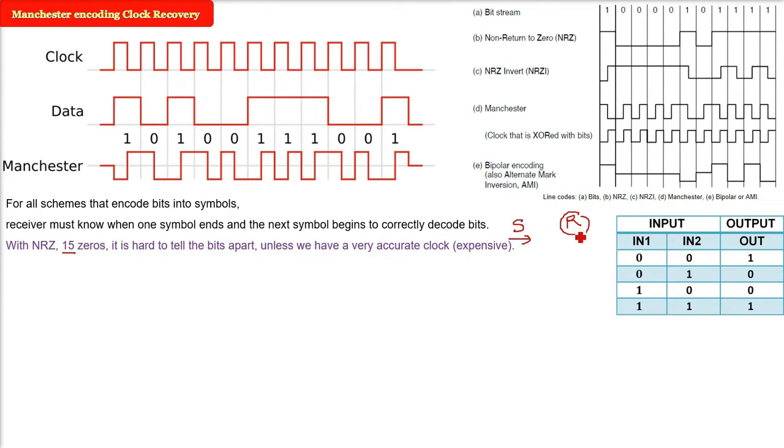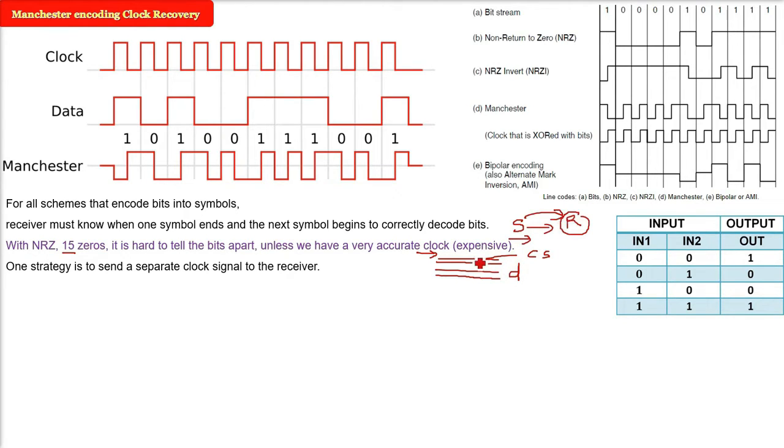So the only thought is we can have an accurate clock like we have in GPS, the atomic clock. Then it can easily tell where the symbol is ending. But it is very, very expensive. So the strategy would be, we can send this clock signal using a different channel. That is, we can send a separate clock signal to the receiver. One will be for data, one will be for the clock signal. So now the sender and receiver will have the same clock. It can easily find out where the symbol is starting, where the symbol is ending.